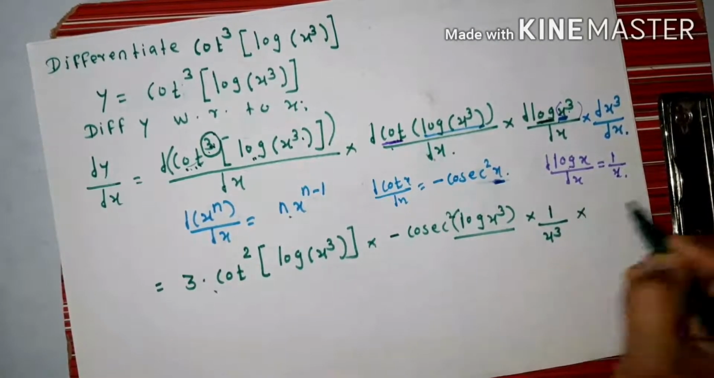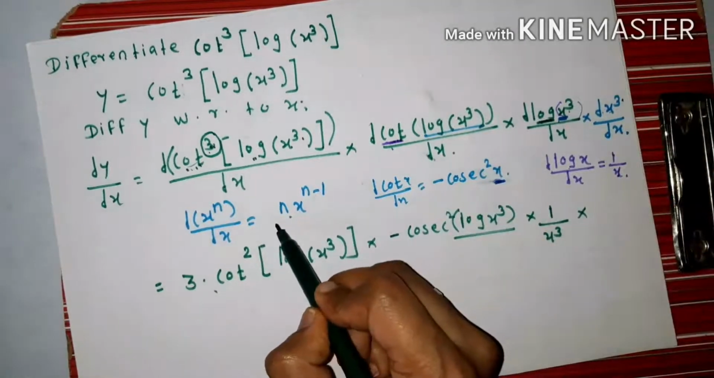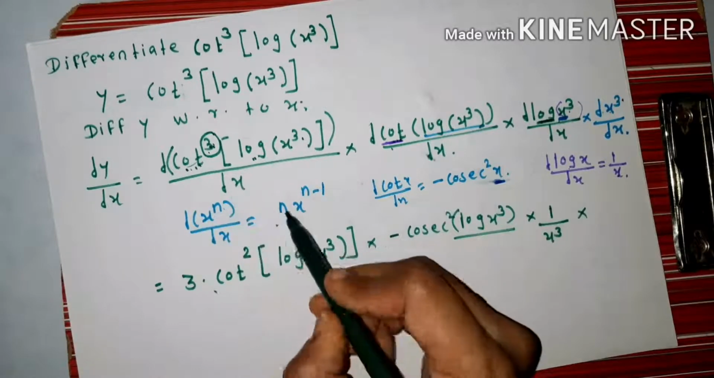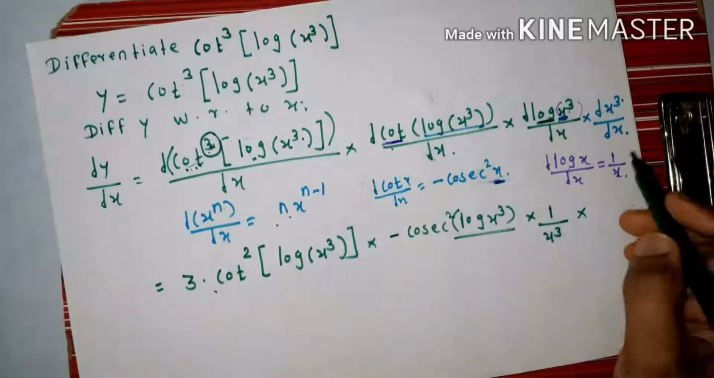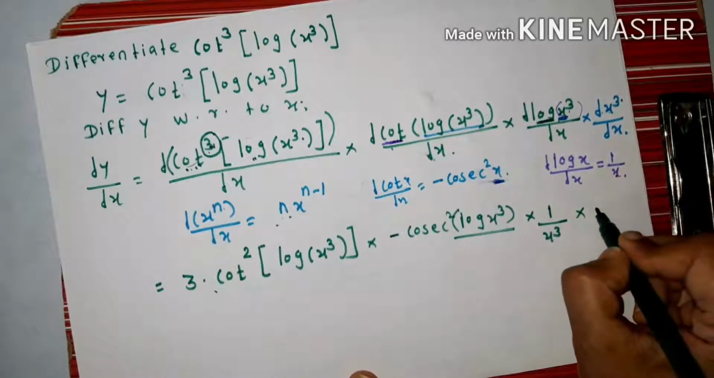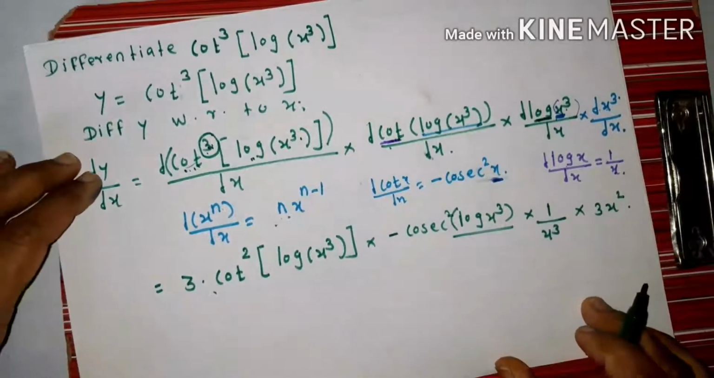Now into differentiation of x raised to 3, again by using the same formula, that is the power function. The differentiation of x raised to n is n into x raised to n minus 1. By using this formula, differentiation of x raised to 3, n equal to 3 here, is 3 into x raised to 2, n minus 1 is 2.